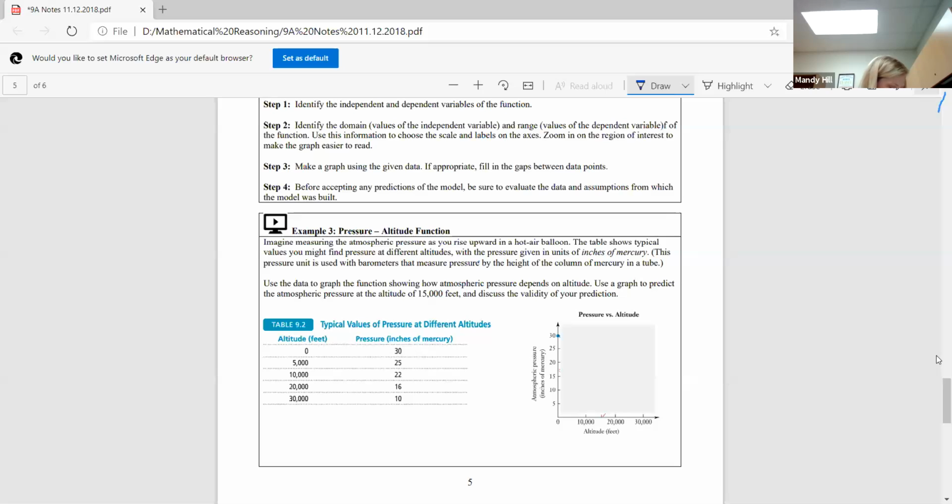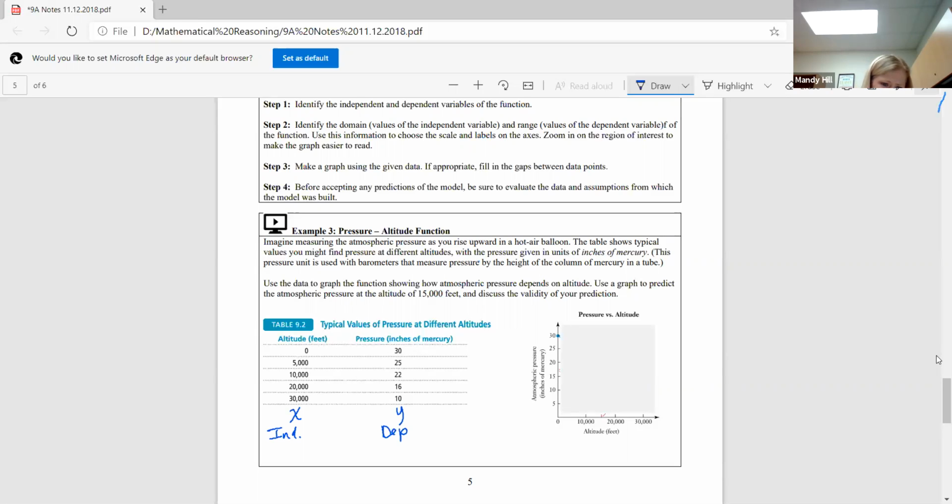So of course we have some kind of table that they've given us up front. This is our information they've given us up front. Altitude in feet, and we've got pressure in inches of mercury. This is on our table, this is our X, so we know that this is independent. And this is our Y, so this is dependent. So it looks like the pressure depends upon the altitude.